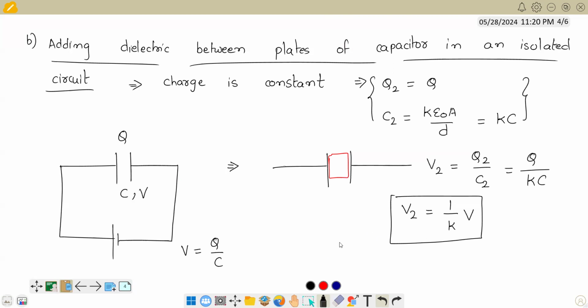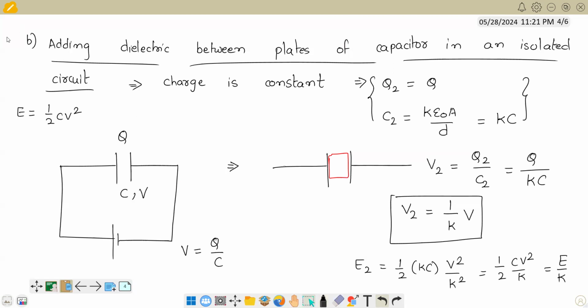If you solve it, originally the energy was half CV square. Finally, what is the energy? Half, C value is KC, into V square by K square. So you will get K, we can cancel. You will get half CV square by K. So indirectly it is E by K. So these are the new set of formulae.